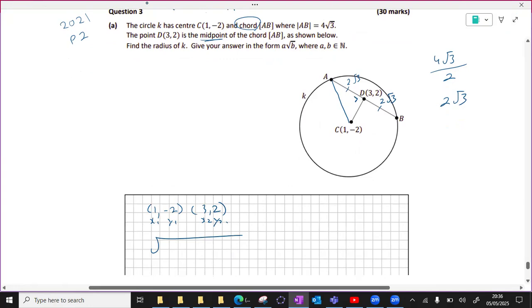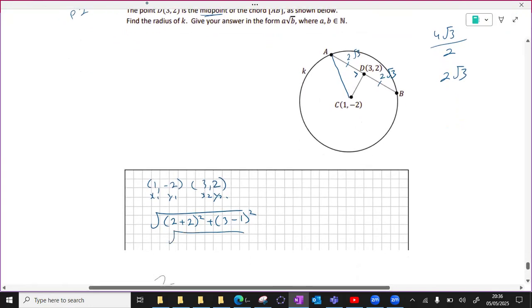So I have y2 minus y1 squared plus x2 minus x1 squared. So that's going to be your 16. That's going to be 4. So that's root 20. If that is root 20, I can now use Pythagoras. So we're looking for the radius of K, so I'll just keep it as R.